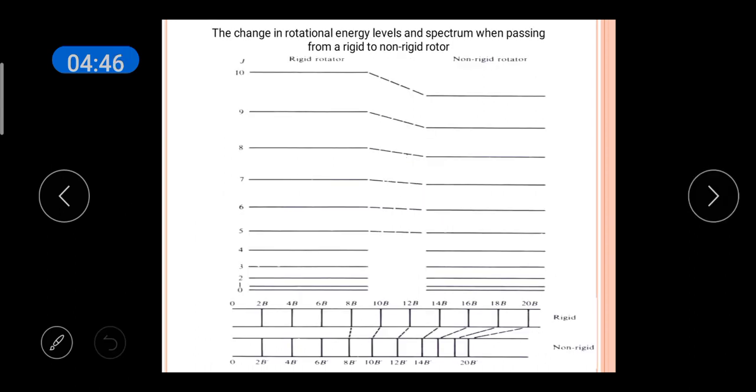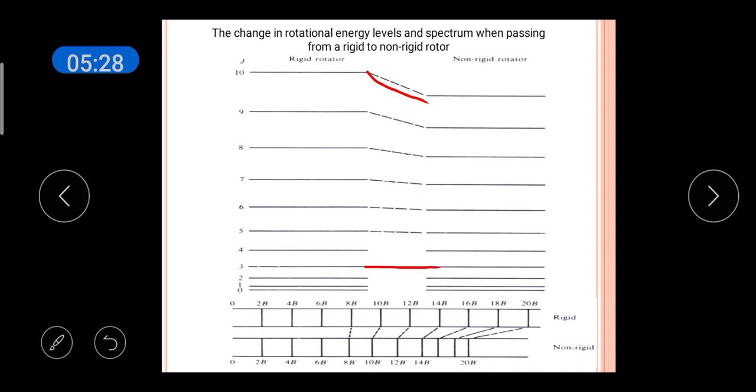Now, when we consider the energy levels and spectrum of a non-rigid rotor, this diagram gives a comparative study of the rotational energy levels and the spectrum of rigid and non-rigid rotors. On the left hand side, we have the energy level diagram for a rigid rotor, and on the right hand side we have the energy level diagram for a non-rigid rotor. From the energy level diagram, we can see that for lower J values, the energy levels are not changed much. But for higher values of J, the energy levels are decreased for a non-rigid rotor.